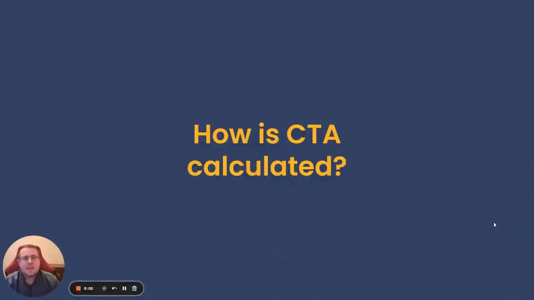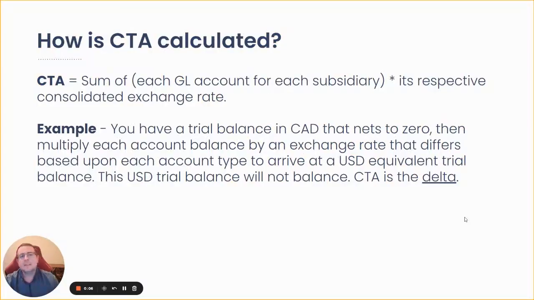Let's go ahead and understand how CTA is calculated. CTA is essentially the sum of every GL account balance in every subsidiary in your NetSuite environment, multiplied by its respective consolidated exchange rate. By way of example, imagine you have a Canadian dollar trial balance in your NetSuite environment, and you need to convert that trial balance into the consolidated currency of US dollar.